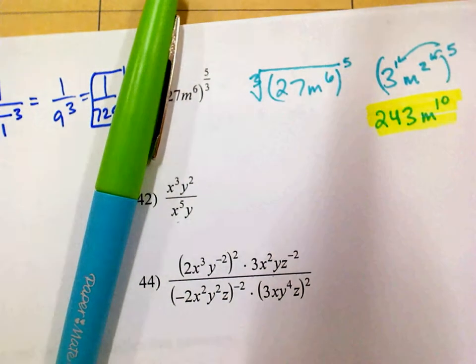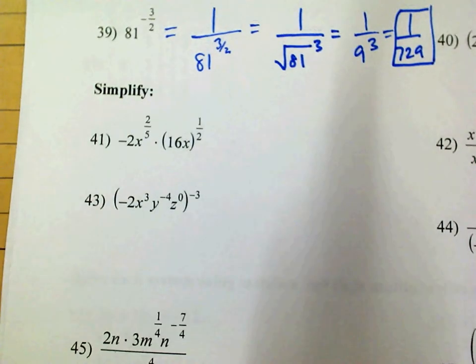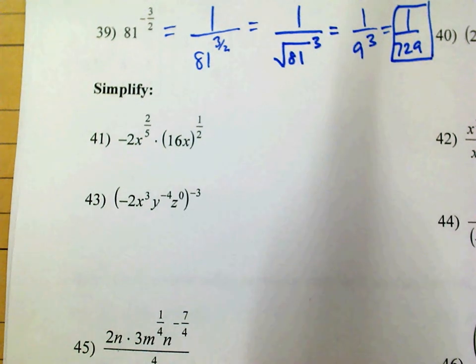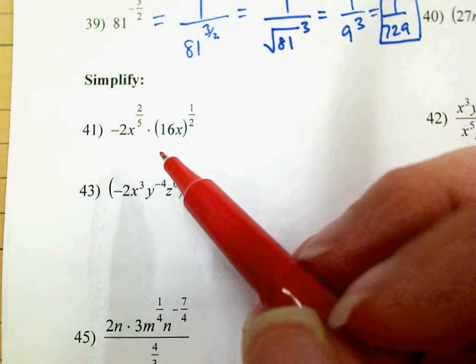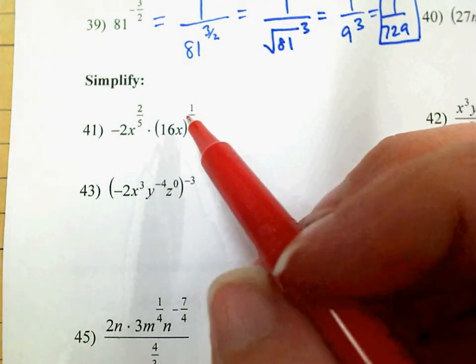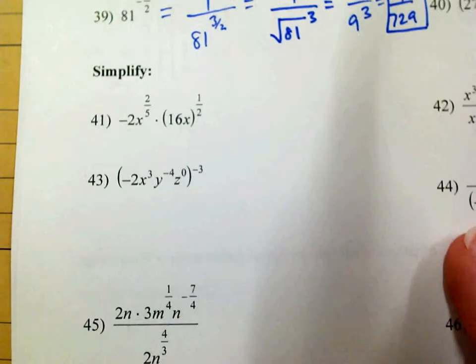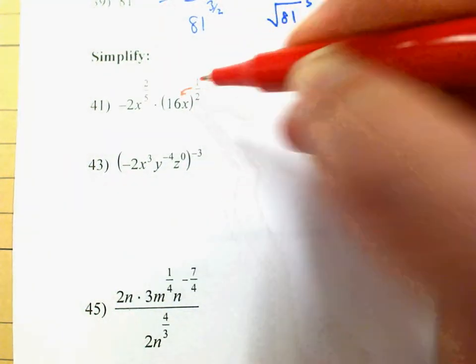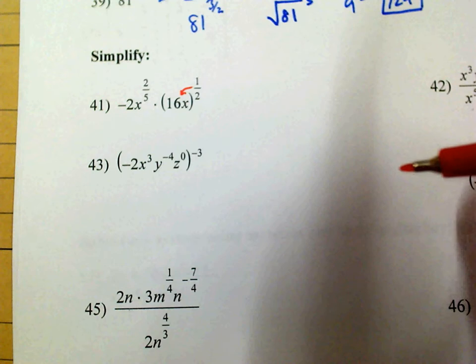All right, on number 41. I've got negative 2x to the 2/5 times 16x to the 1/2. So, what do I need to do with this power of 1/2? Do I need to distribute it? Yep. What do I do right there? Do I say 16 times 1/2? Or is it 16 to the 1/2 power?